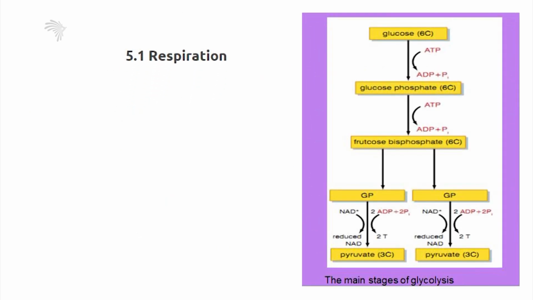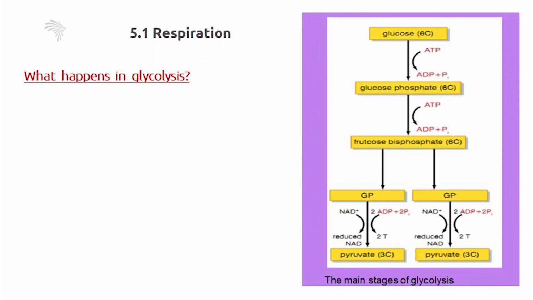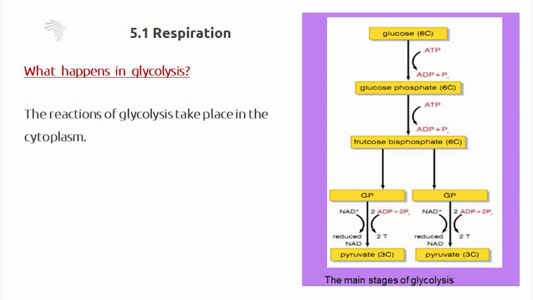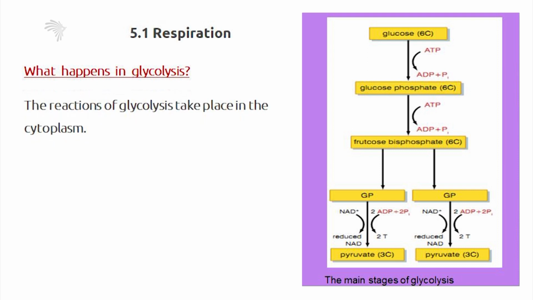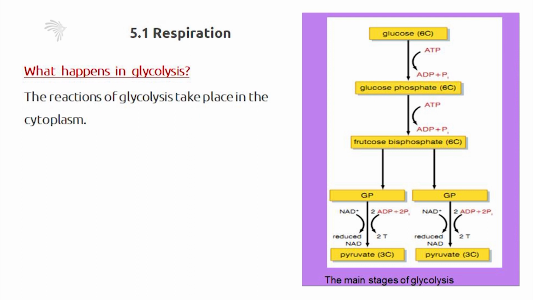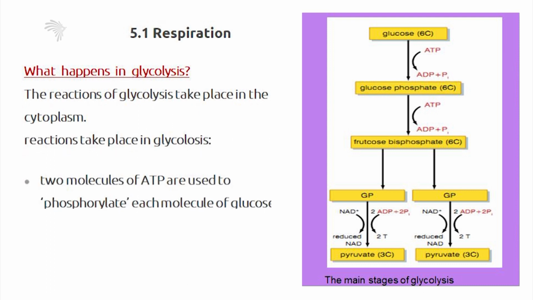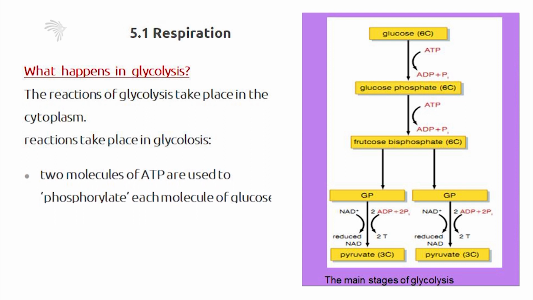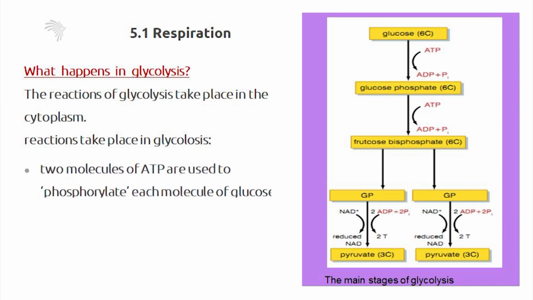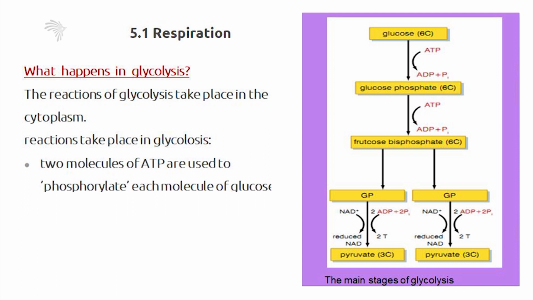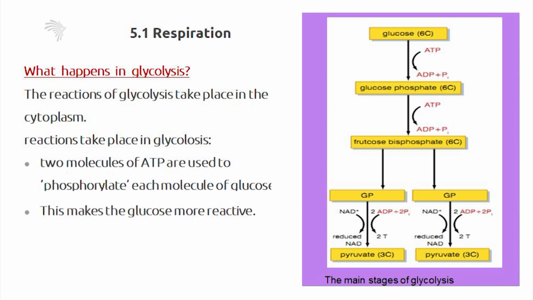So here we're going to look at what happens in glycolysis. The reaction of glycolysis takes place in the cytoplasm. This process does not require oxygen. Two molecules of ATP are utilized in this reaction. These two molecules of ATP are used to phosphorylate each molecule of glucose. This makes glucose more reactive.